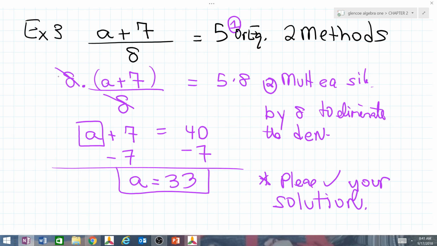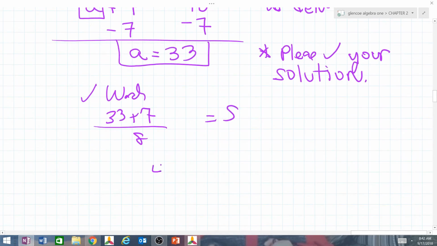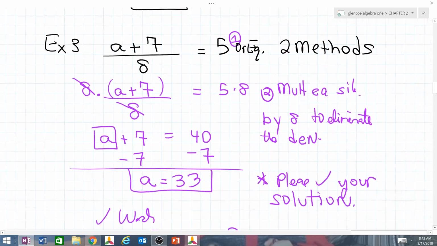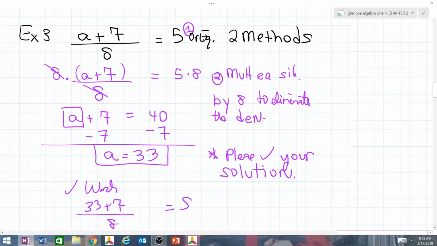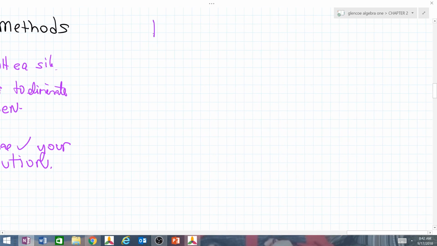So let's just go ahead and do this. Let's check our work. Let me write it down here for you. 33 plus 7 over 8 is supposed to equal 5, and it does. 40 over 8 equals 5. 5 equals 5. So that's method 1. How many have seen this method before? Anybody seen this method before? Yes. Okay. Here's method 2, the one that I prefer, because I just think it's much easier. And it makes a lot more sense. And it's something you're probably going to use forever and ever.